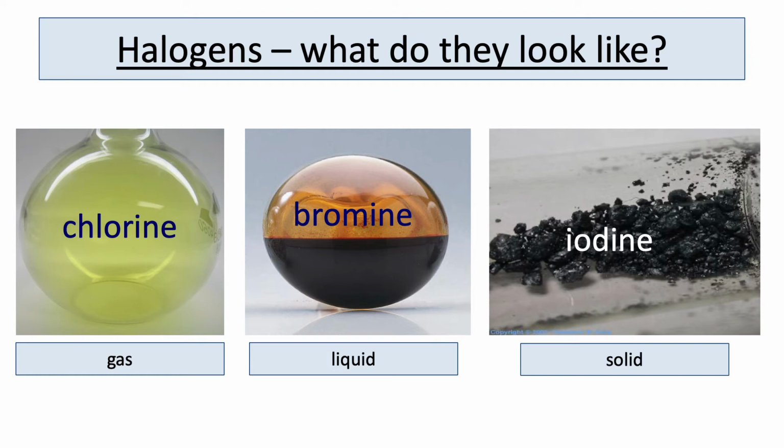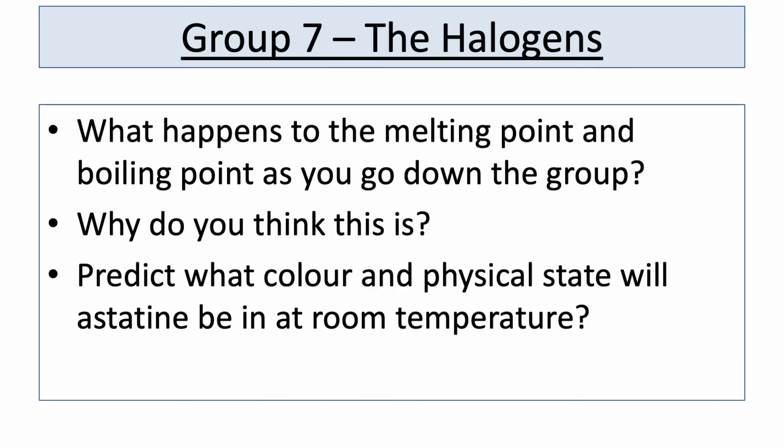From this information, fluorine being a gas, chlorine being a gas, bromine being a liquid, iodine being a solid, what do you think astatine will be in terms of its state? And here's a little thing to help you. What happens to the melting point and boiling point as you go down group 7? Why is that? And I'd like you to predict what colour and physical state astatine, the next halogen at the bottom of group 7, will be in at room temperature. Pause the video now, have a brief discussion, and then when you're ready we'll play and we'll go through the answer.